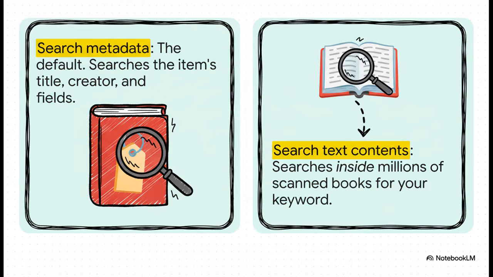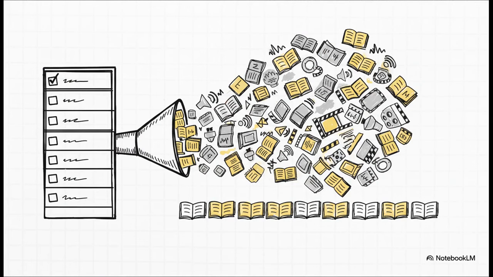Now, when you use the search bar here, you've got a really important choice. By default, it's set to search metadata. That just means it's looking in the title, the creator's name, the description, that kind of thing. It's great if you know exactly what you're looking for, but that other option, search text contents, whoa, that's the real superpower. It literally searches inside the pages of all those millions of scanned books for your word or phrase. Okay, so you do a search and bam, 100,000 results. What now?